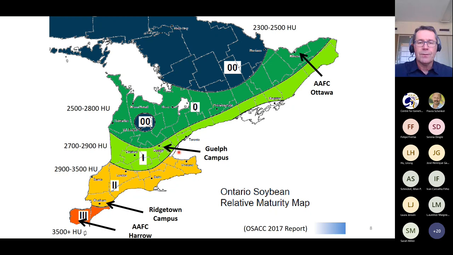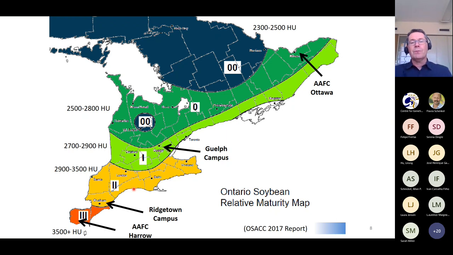Besides our 2 public breeding programs at the University of Guelph, there are also 2 other public breeding programs at Agriculture and Agri-Food Canada, one in Ottawa and one at Harrow. So one is very far in Eastern Ontario, the other one is in the extreme south. Actually, where Harrow is located, it's south of Detroit. It's even more to the south than Detroit.